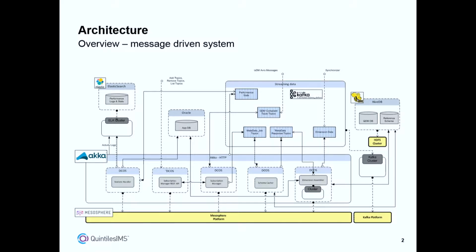And then we have the subscription manager. Its job is to go to Kafka and listen in on the change that just happened in the source system. And I'll talk about how this delta gets generated, and I'll cover that a little bit. The next system is the schema cacher.